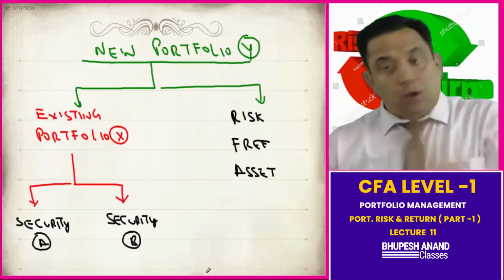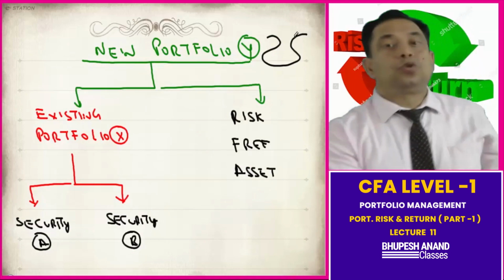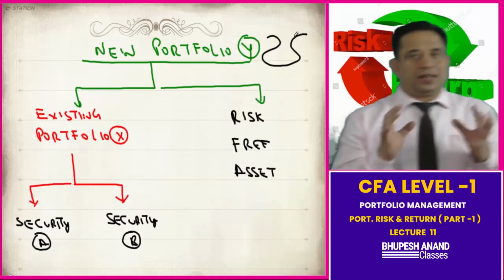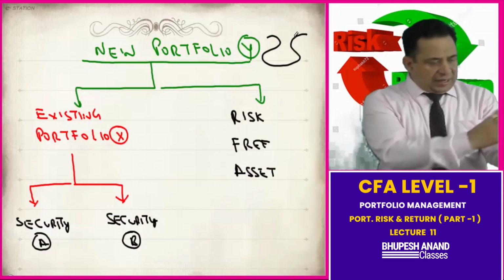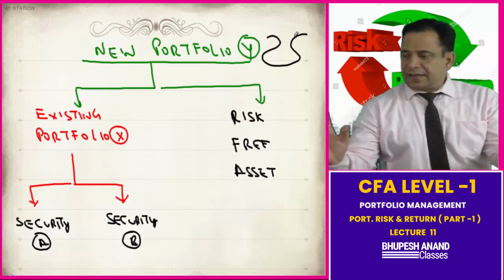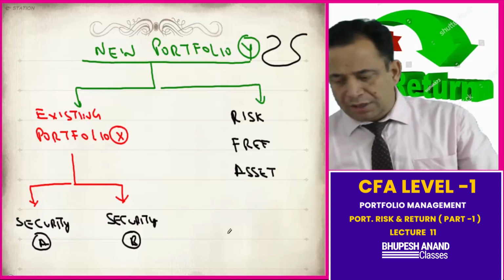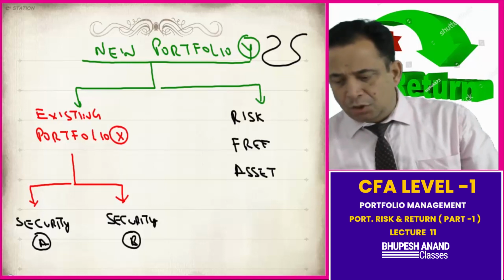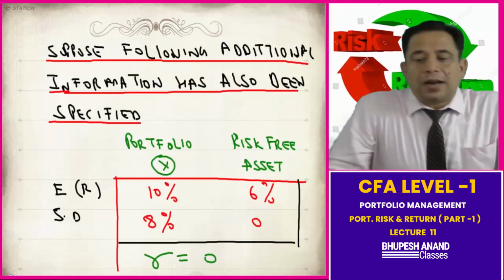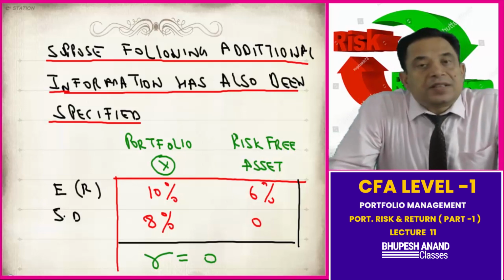Now the new portfolio Y consists of two assets. One is portfolio X, which again consists of two, A and B, and the second is the risk-free asset. So I have prepared a graph or flowchart for you so that you can get an idea of what the new portfolio means. Now suppose the following information has also been specified.